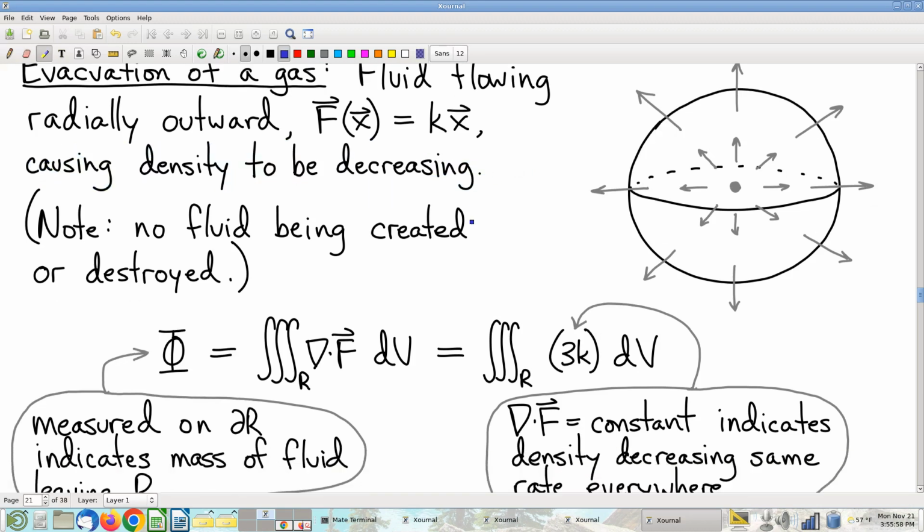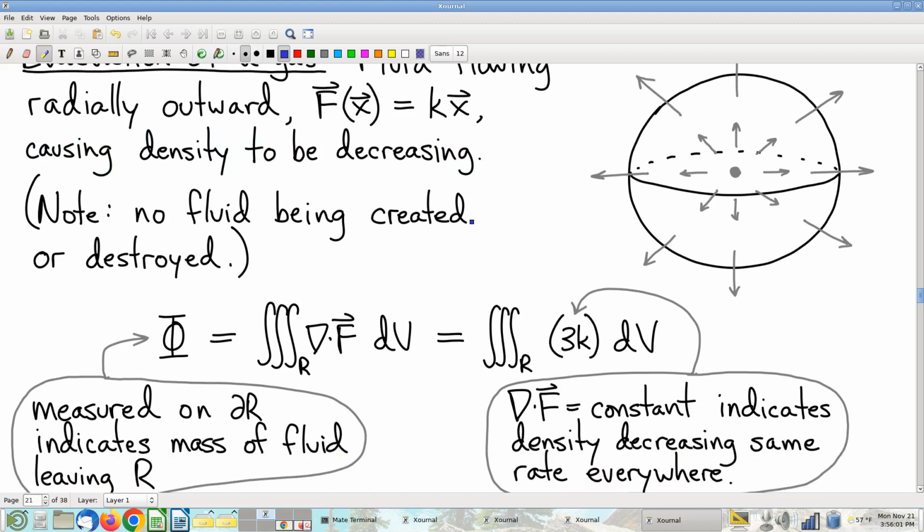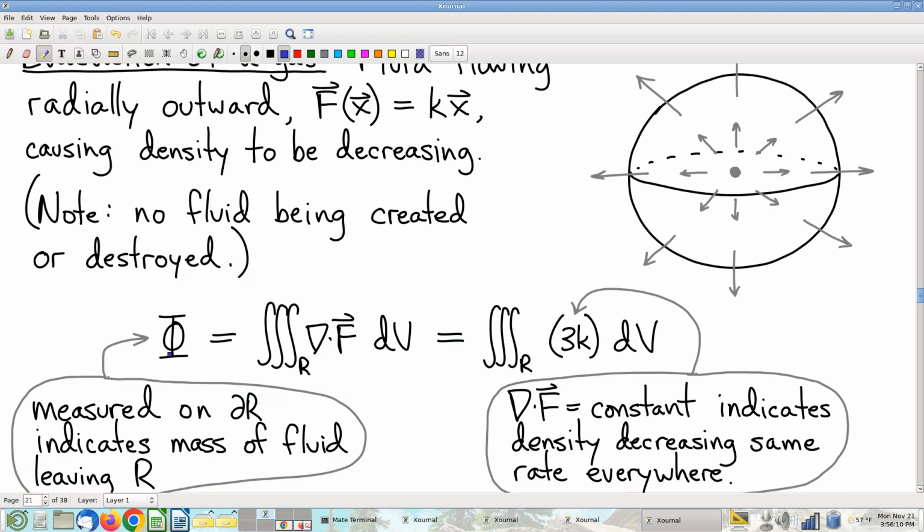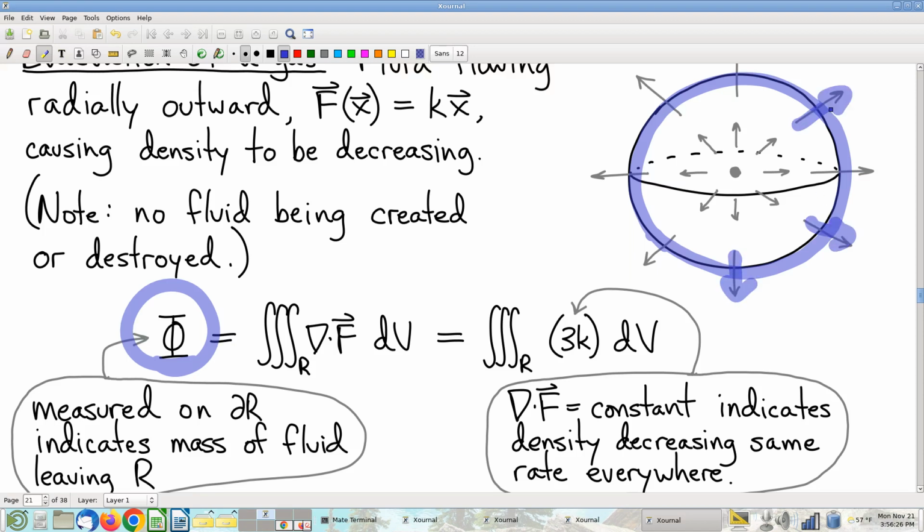All right. So let's write down the divergence theorem and try to make some sense out of it. There's the divergence theorem. Let's think about the left-hand side here. Flux. It's measured there on the boundary of the solid, and very simply, it's a measurement of how much gas is leaving through the boundary of the solid. Is that cool?